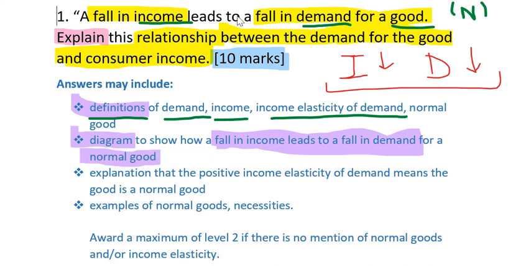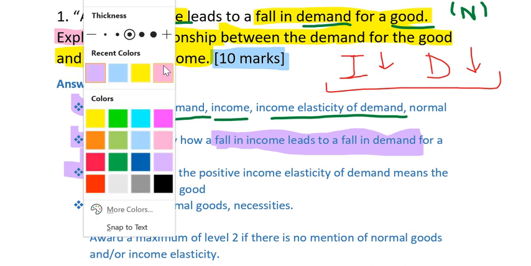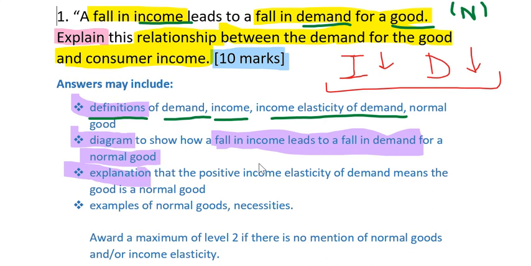After that, you have to explain how positive income elasticity of demand means the good is a normal good. Right? How can you determine that it is a normal good? And then you have to give examples of normal goods. That's something you'll end it with, the examples.